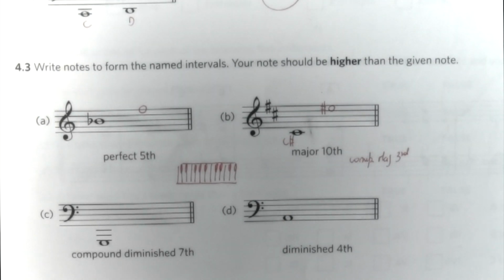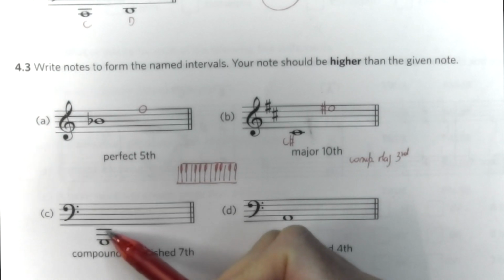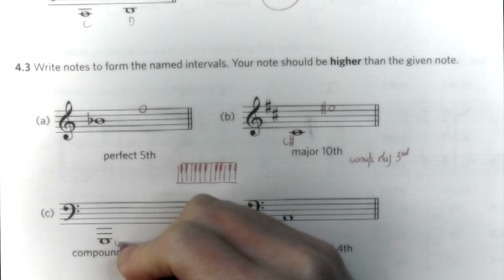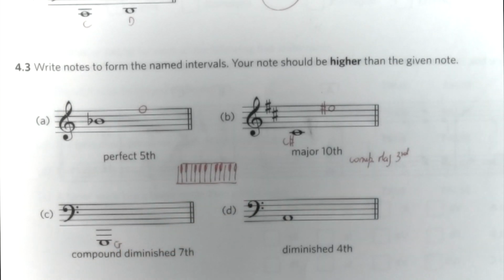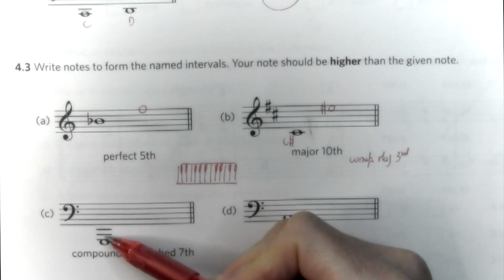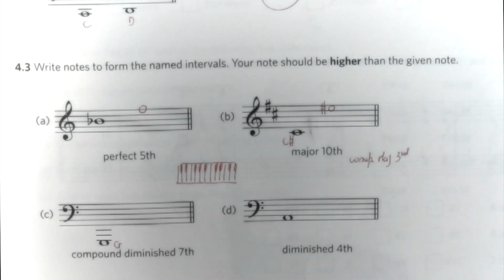Next one. Oh my God, what is this note? Well, let's count. This is mi, okay? Mi, re, do, si, la, sol, G. You can also do it like do, si, la, sol, fa, mi plus 2, sol. A compound diminished seventh. Oh my goodness.